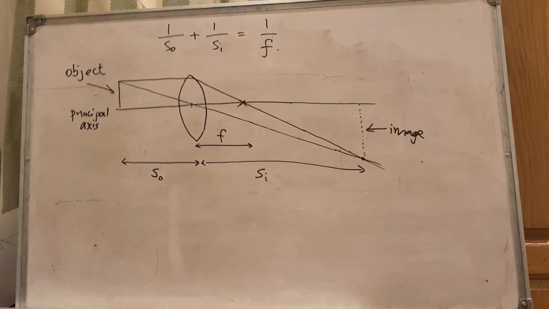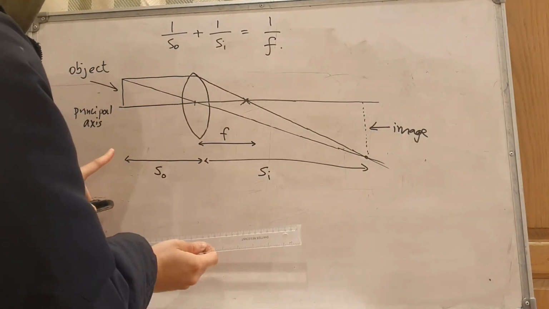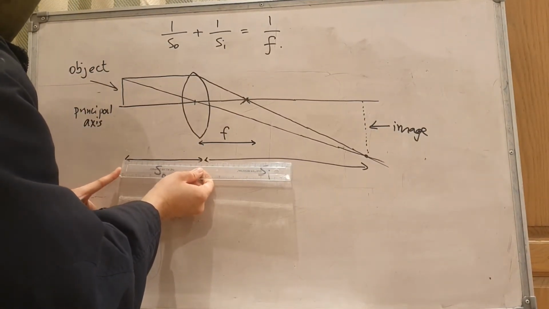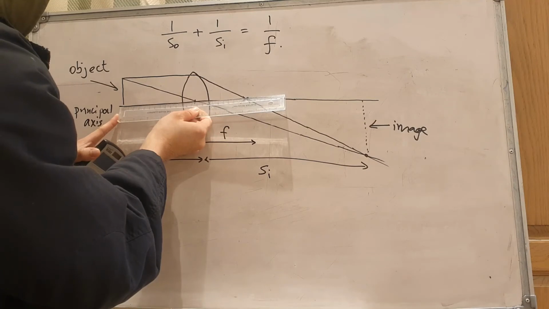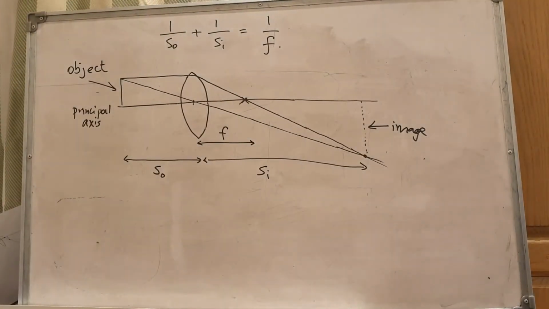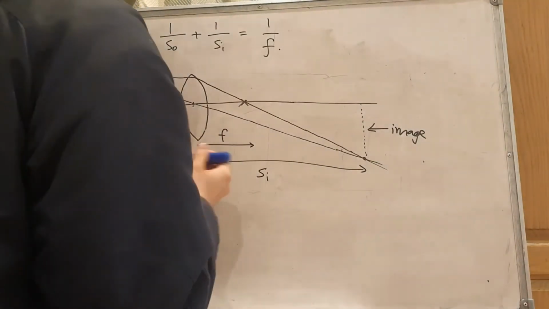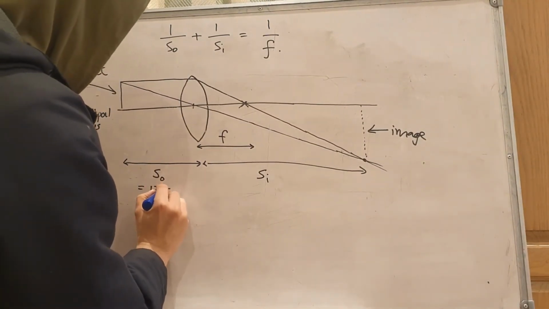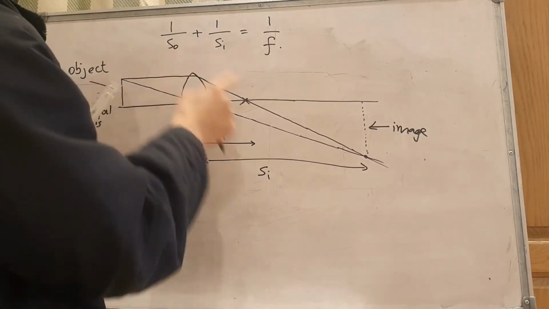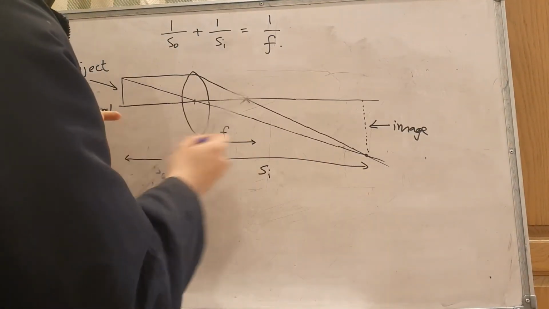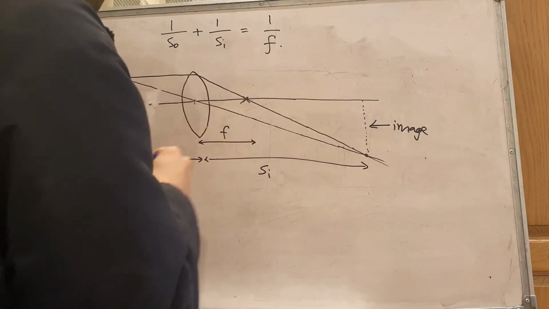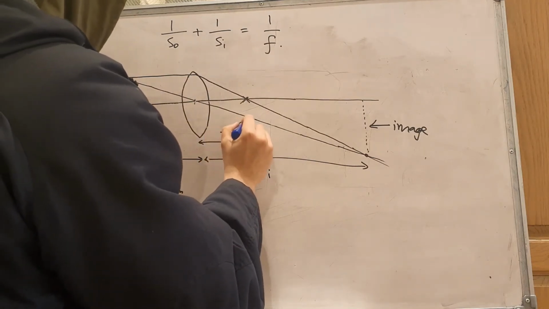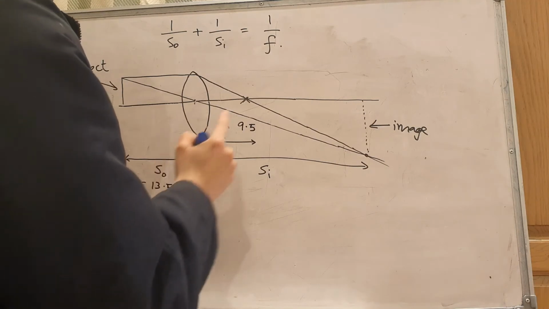All right, so if we use this equation, let's just see what happens. I'm going to use a ruler. Now let's measure the distance from the object to the lens. Well, let's do it from there to there. This is about 13.5 centimeters. And we want to work out the distance from the lens to the image. Now the distance of the focus is about, let's just say, 9.5. So F is 9.5. And we want to work out SI.